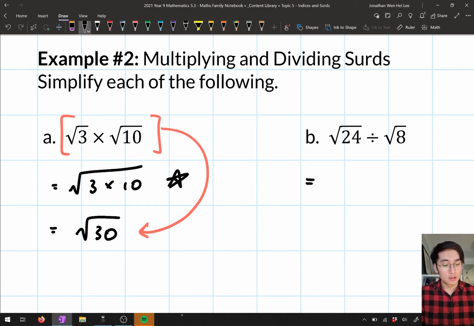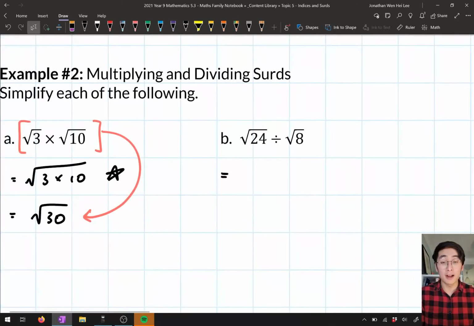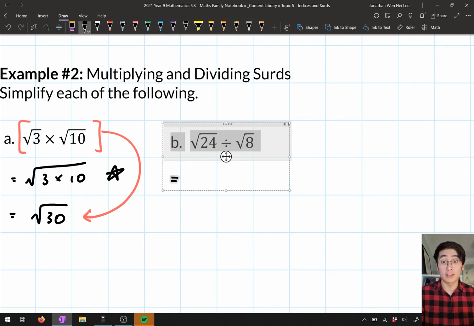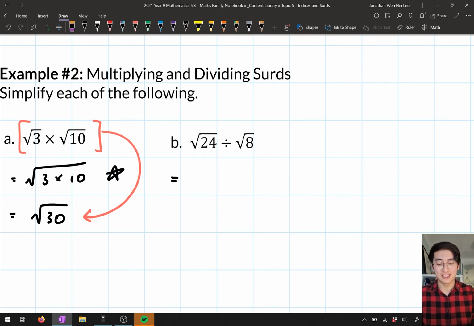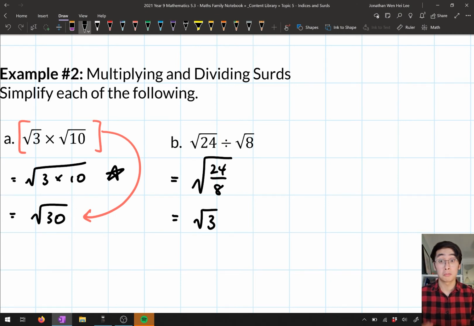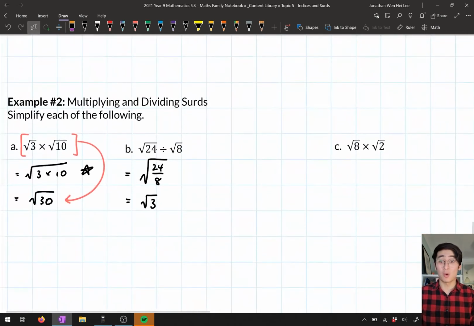Here I've got root 24 divided by root 8. Just like we did when we multiplied, when we divide with surds, we just divide the numbers inside our roots. So this becomes the square root of 24 divided by 8. 24 divided by 8 is 3, and so this gives me square root 3. There we go. When we multiply and divide surds, all we do is multiply the numbers inside our roots together, or divide them, and that's it. Pretty straightforward. With surds, it's quite nice that way.